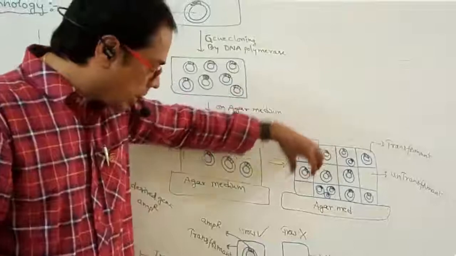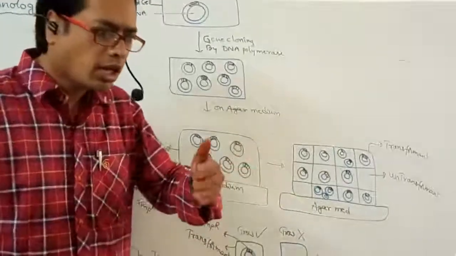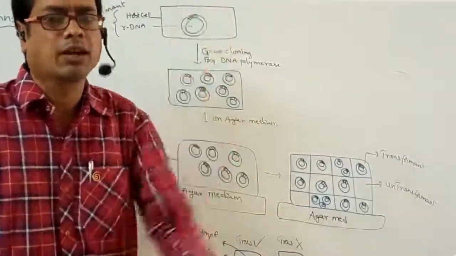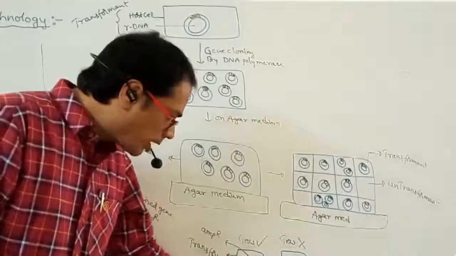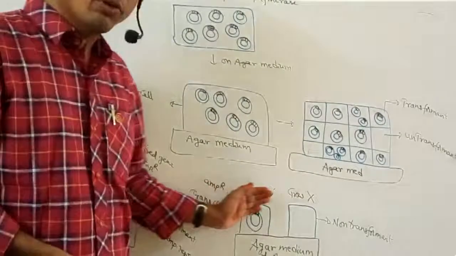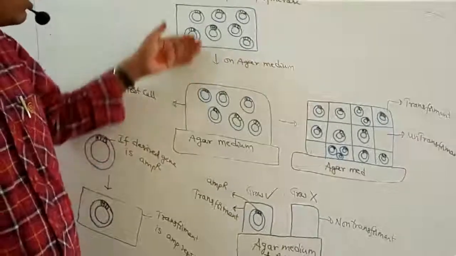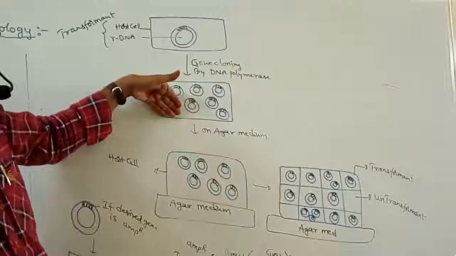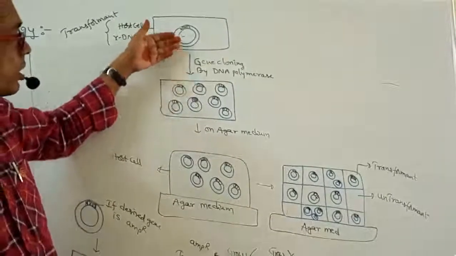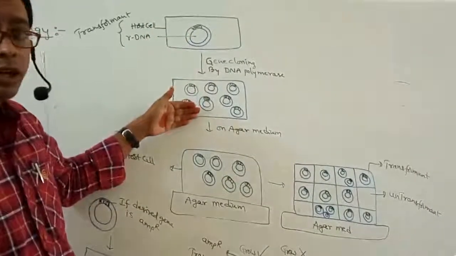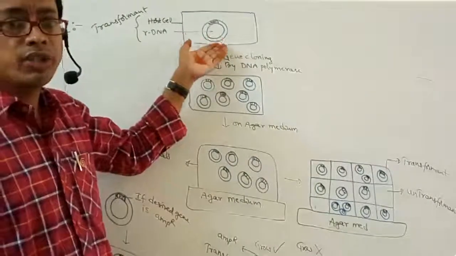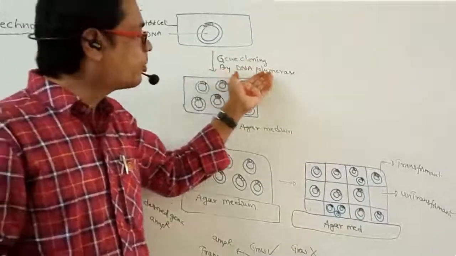So like that, these cells are placed on ampicillin medium, and we can tell which are the transformants and which are the non-transformants. Selection of transformed host cells can be done by using agar medium with ampicillin. Once again, the rDNA enters into the host cell and undergoes multiplication, that is replication, producing multiple copies of the desired gene. That is called gene cloning. The enzyme involved in gene cloning is DNA polymerase.